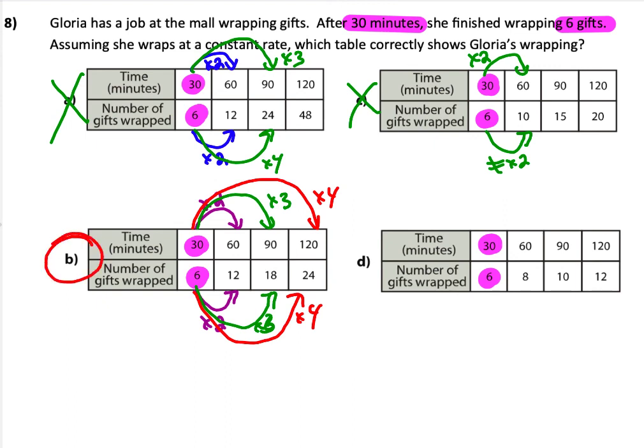Let's double check the last one just to be on the safe side. To get from 30 to 60, I multiply times 2. Can I do the same thing to 6 to get to 8? Definitely not equal to times 2. So I eliminated that one. So I'm just checking each of those pairs in that table until I find which table has been correctly filled in. All right, I hope that helps. Feel free to go back to any of the problems that you still need to work on, and good luck.